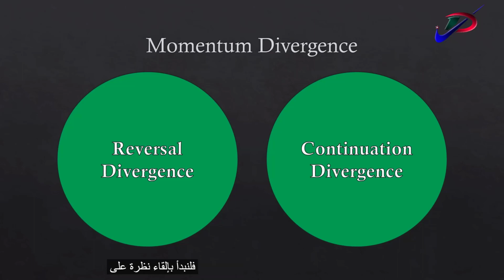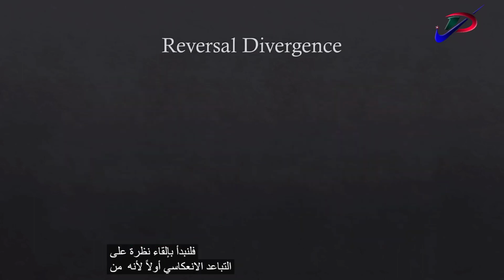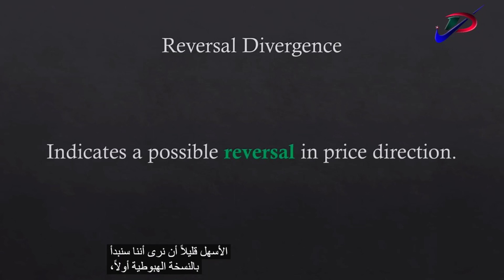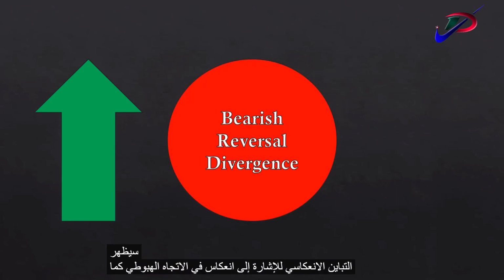Let's begin by taking a look at the reversal divergence first because it's a little easier to see. We'll start with the bearish version first. A bearish reversal divergence indicates that price will be going up, and then a reversal divergence will appear to signal a reversal to the downside.